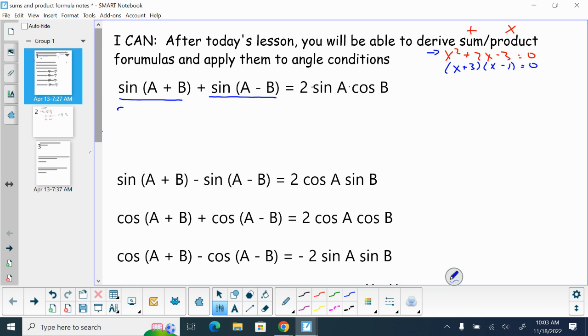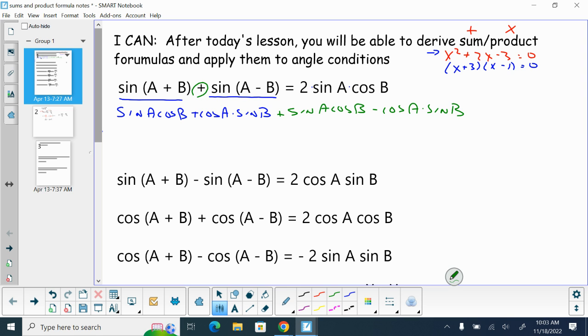Sine of a plus b should have sine a cosine b plus the cosine a times the sine b. And then we're adding to this the sine of a minus b, which is sine a cosine b minus cosine a times the sine b. So all we're doing is using our angle addition formulas to expand them out.